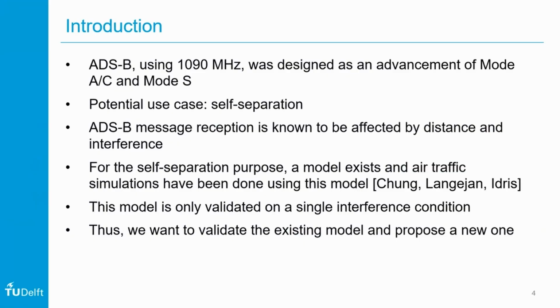And for the self-separation purpose, a model already exists these days, and this model has been used for air traffic simulations. And yeah, I mentioned some of the authors here. But we find some limitation of this model, that this model was only validated on a single interference condition. That is, it was done in early 2000, and then it was only done on one traffic and one airport condition. I will talk more about it later. So yeah, because we have more ADSB receiver this day, and we have a bunch of data, we want to validate this existing model and propose a new one.